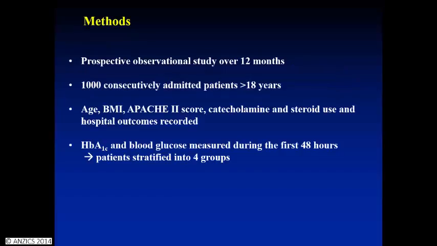So this was a prospective observational study that I conducted over 12 months and gained ethics approval from the Royal Adelaide Hospital and had informed consent waived. So that allowed us to enrol 1,000 consecutive patients into the Royal Adelaide ICU who are over the age of 18. We collected the demographic data shown, and importantly, we took a glycated haemoglobin. So we took an HbA1c on the admission bloods and then recorded the blood glucose measurements in the first 48 hours. And on those two parameters, we stratified patients into 4 groups.